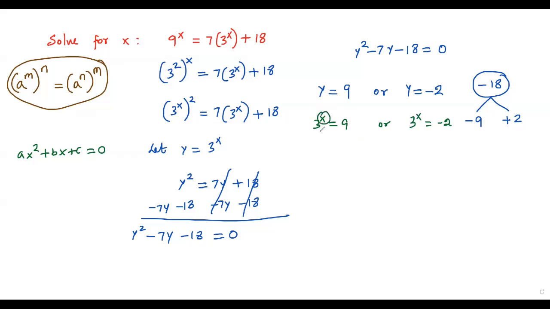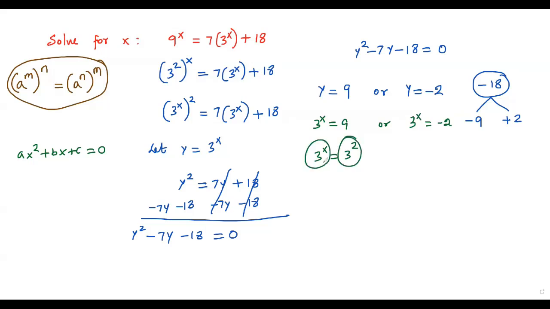Now I have to solve for x in these equations. Actually, we have the variable x in the exponent. Whenever we have a variable in the exponent and we have to solve for it, we have to get the same base on both sides. Here the base is 3. On the right side we have 9, which is a power of 3. So 9 can be written as 3 square. So 3 to the x power equals 3 square.